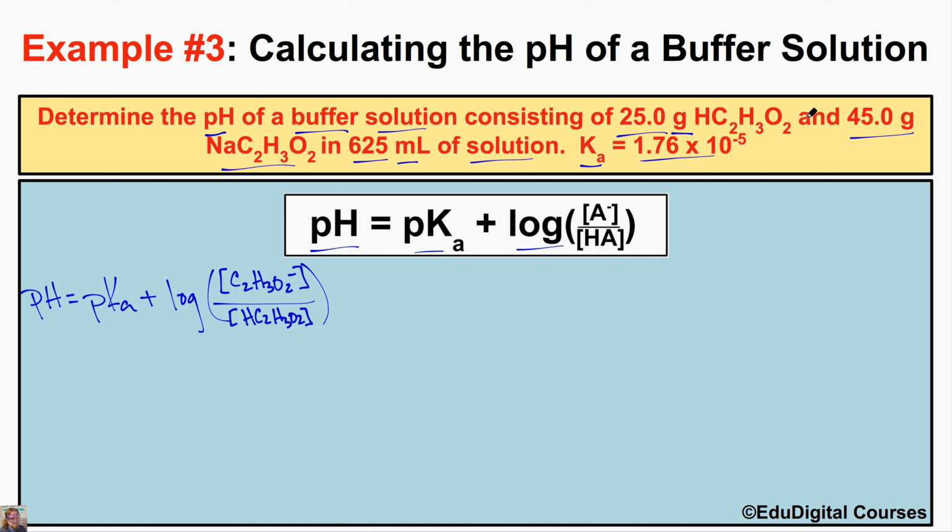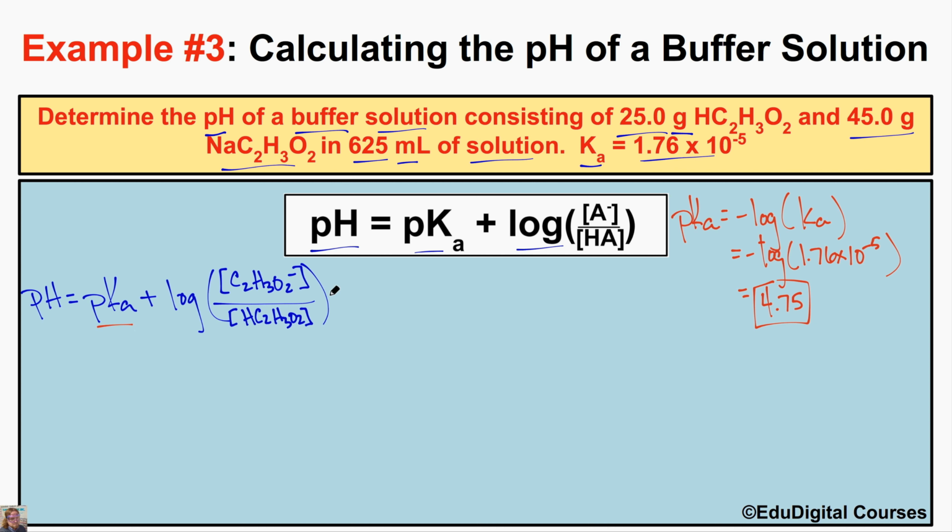So let's first figure out what the pKa is going to be. To get the pKa, we're going to have to take the negative log of our Ka value. So we'll take the negative log of 1.76 times 10 to the negative fifth, and that is going to equal 4.75 as our pKa. So now we know what this is.